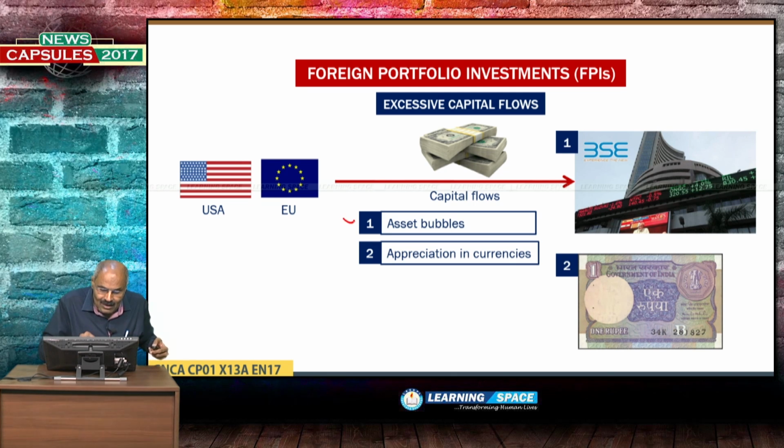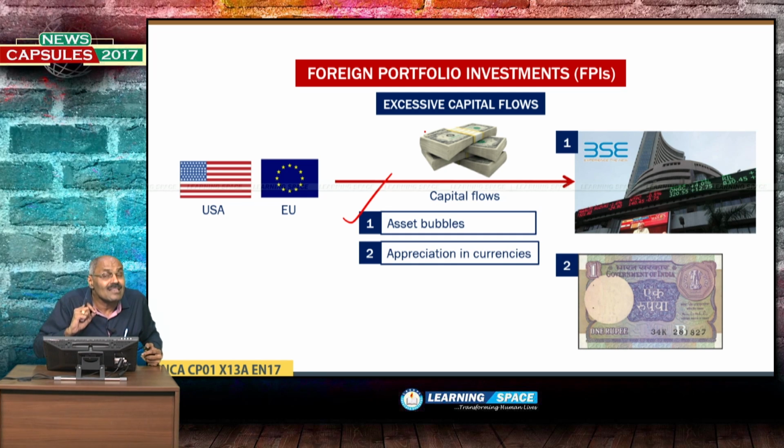One is that an asset bubble can happen. I cannot say it is an asset bubble, but at this juncture, the stock market is also gaining. The stock market is close to 30,000. So, because of capital flows, what happens? Asset bubbles can take place.